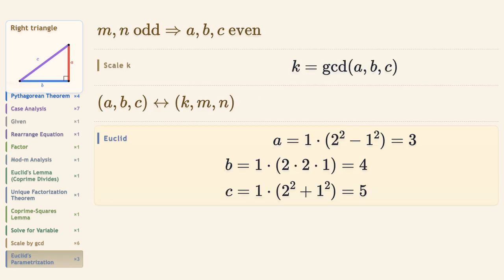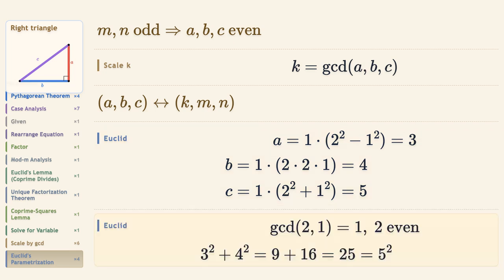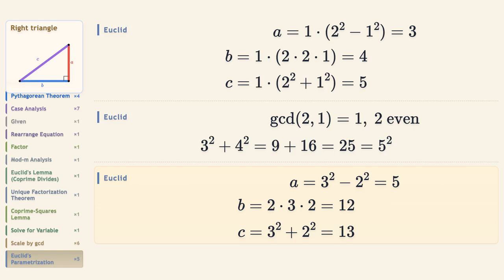With m 2, n 1, k 1: a equals 4 minus 1 equals 3, b equals 2 times 2 equals 4, c equals 4 plus 1 equals 5. The greatest common divisor of 2 and 1 is 1, and 2 is even. Pythagoras: 9 plus 16 equals 25, which is 5 squared. With m 3, n 2, k 1: a equals 9 minus 4 equals 5, b equals 12, c equals 9 plus 4 equals 13.